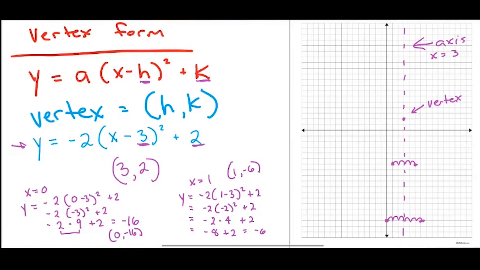And then this is going to be a curve. So I'm going to graph my curve. All right, and so this looks like a Christmas tree. So I'm going to put arrows on the bottom here just to show that it goes on forever. And this is the graph of y equals -2 times x minus 3 squared plus 2.